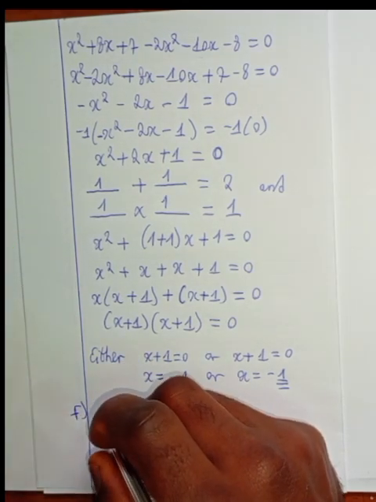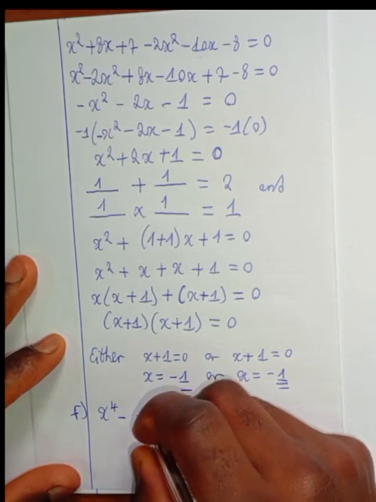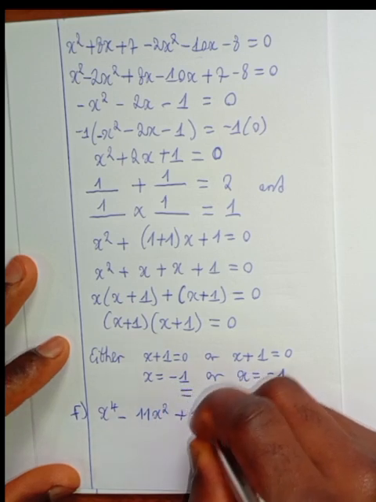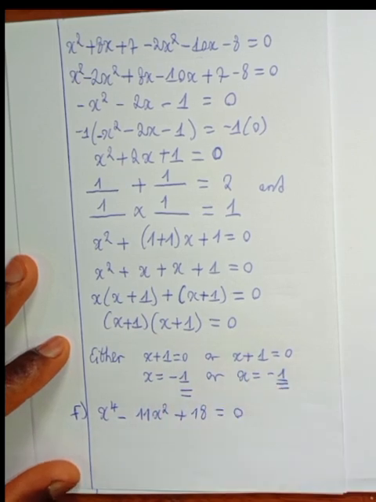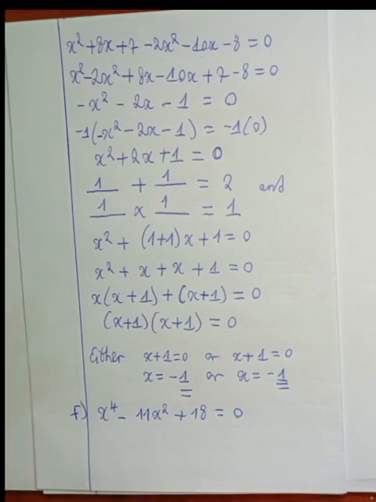For question F, we have x raised to the power 4 minus 11x squared plus 18 is equal to 0. Here you notice that the highest power of x is 4. So this is a polynomial of degree 4.